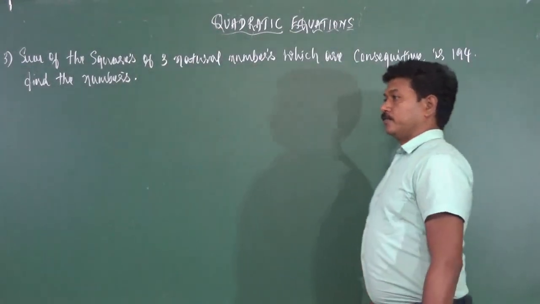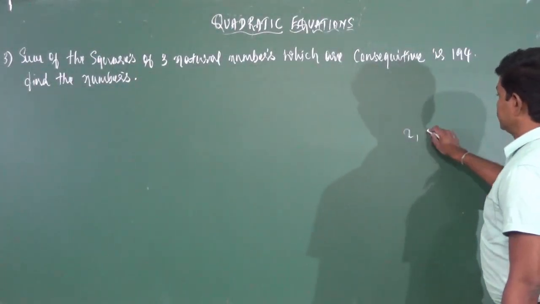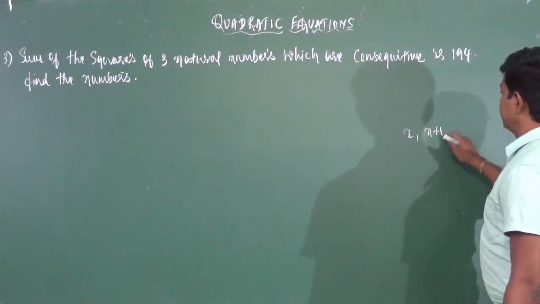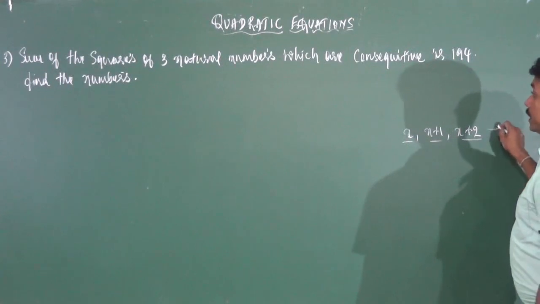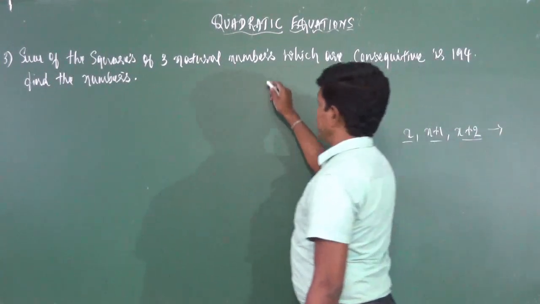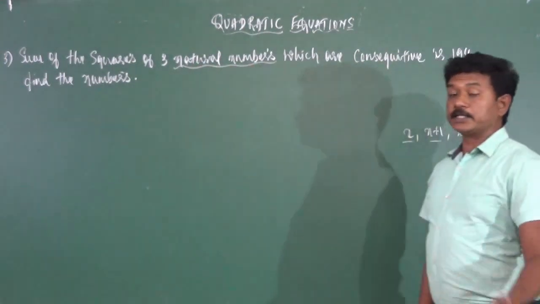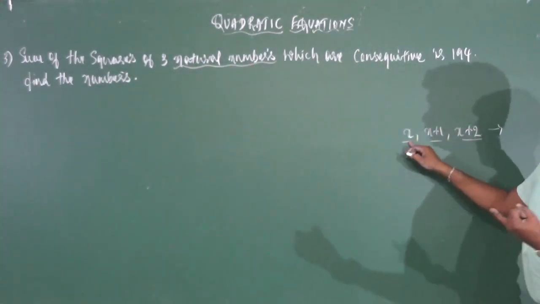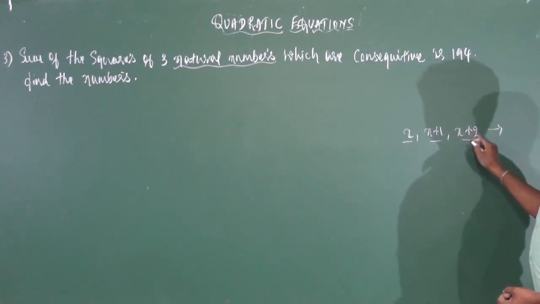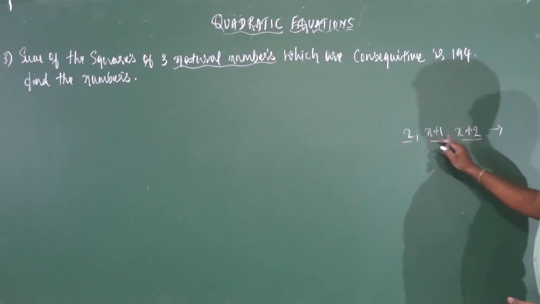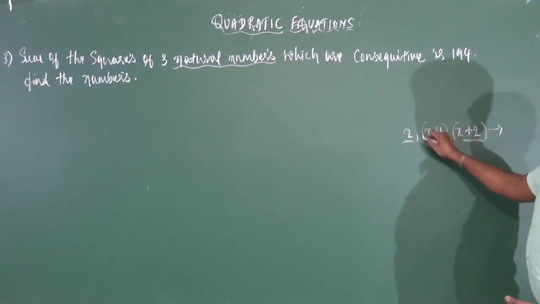So usually we guess the consecutive numbers in this form, that is, if the first number is x, then the second number will be x plus 1 and the third number will be x plus 2. So they are consecutive natural numbers. Sum of squares of 3 natural numbers. So as I have mentioned, if you take x as 3, then 3 plus 1 is 4, 3 plus 2 is 5. So it becomes 3, 4 and 5. So in this pattern, in this style, we should guess the numbers.